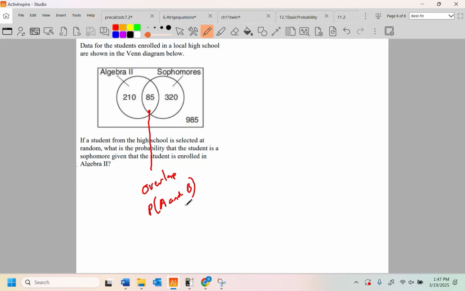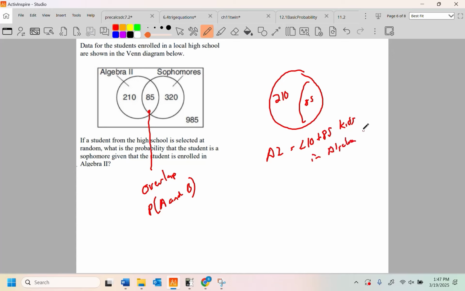Now, there are more than 210 kids in Algebra 2. Algebra 2 has this piece of 85 and then 210. There are 210 plus 85 kids in Algebra 2. All right? So there's 295 total. So I talk about the given that I'm in Algebra 2, I need to be thinking about out of 295. So here the probability is 85 in 295.